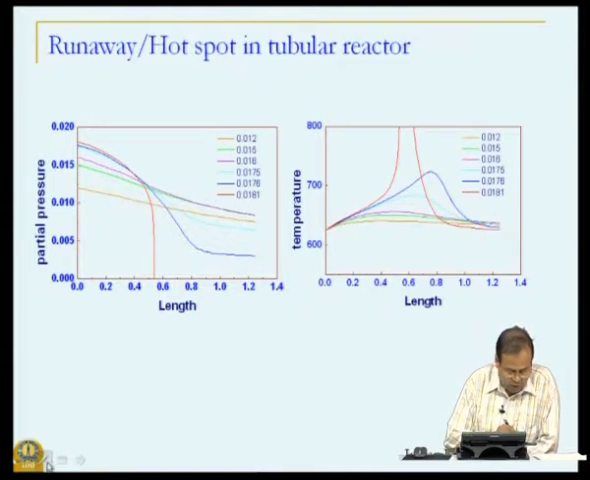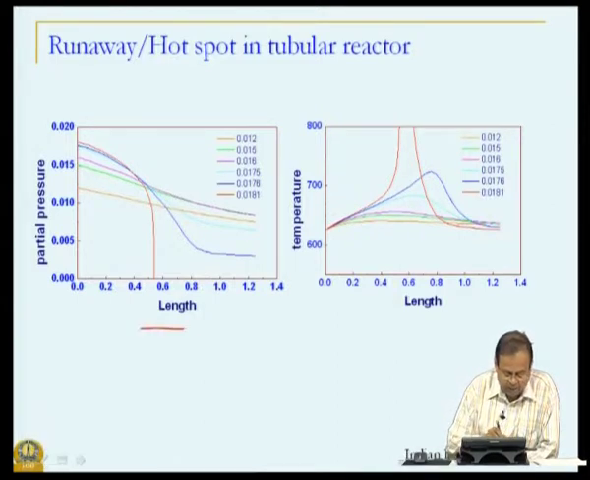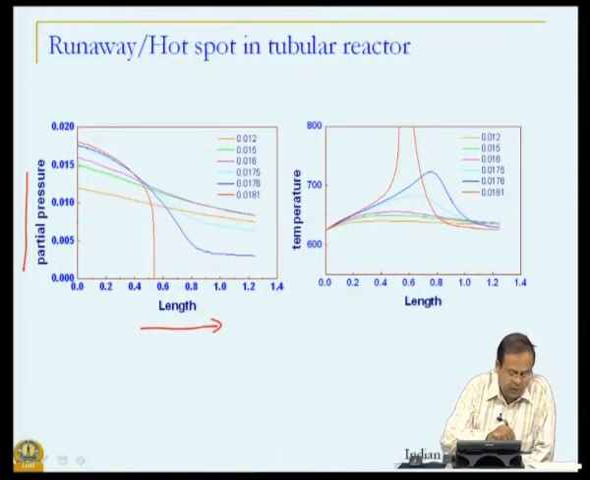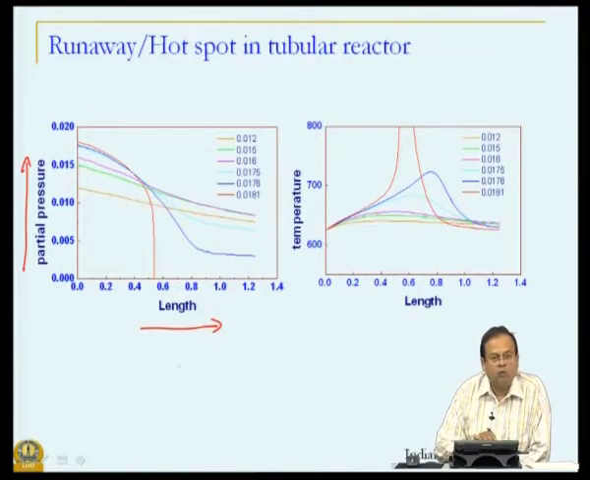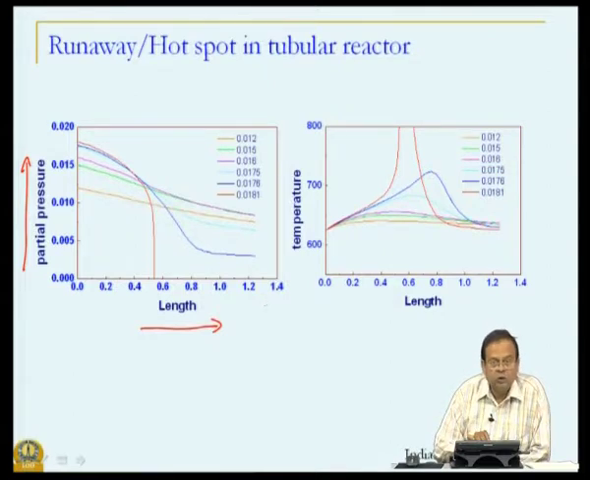So, we have on our x axis the length of the reactor and on y axis the partial pressure of the reactant, and these different colored lines that you are seeing are essentially different partial pressures such as 0.012, 14, 16, 175, 178, 181 and so on.